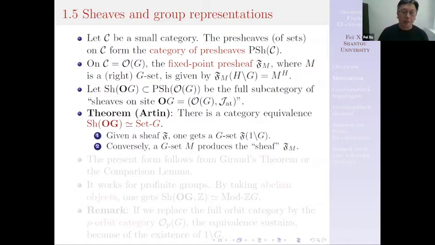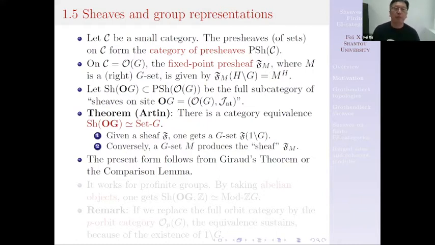So, the original form of Artin is he considered not OG, not this site, it's the category of G-sets with canonical topology. But then you use the Giraud theorem or the comparison lemma for sheaf theory. You can replace the site on G-sets by this particular site on the orbit category. And you can find this in detail in the book by MacLane and Moerdijk, Sheaves in Geometry and Logic.